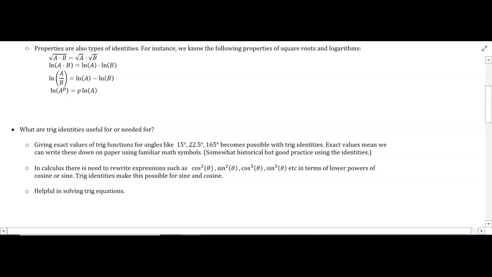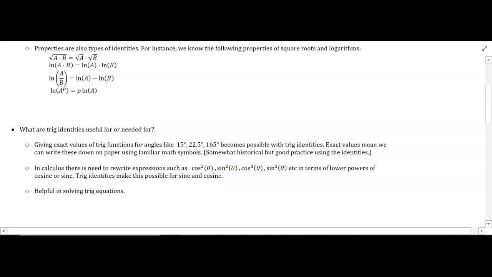Other applications we're going to see is finding the exact values of certain trig functions for certain angles like 15 degrees or 22.5, which is half of 45 degrees. We can express those values of those trig functions, say cosine or sine, in exact form, meaning we can write them down using familiar math symbols like square roots, using certain trig identities. This is a little bit historical, but it's good practice for getting used to using the identities. The only angles we know how to compute with so far are the main ones, about 30, 60, or 45 degrees, 0, 90, or other quadrantal angles.